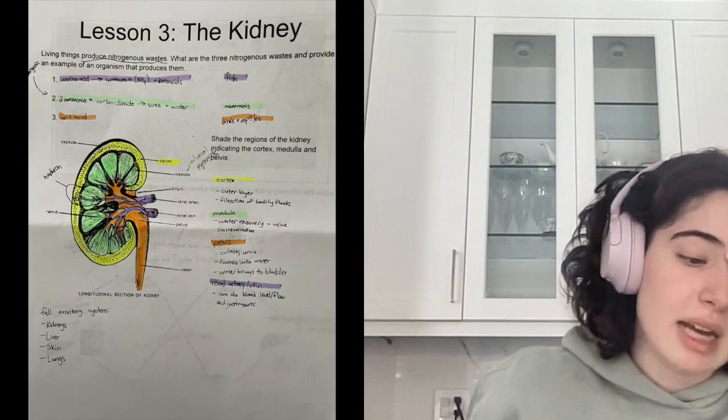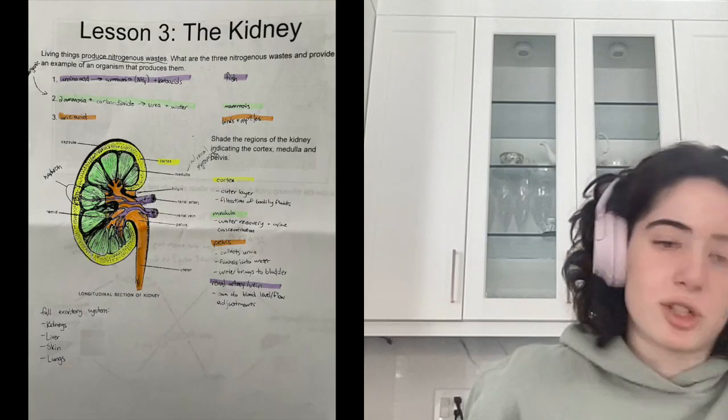Then we move on to the kidney. Living things produce nitrogenous wastes. The three nitrogenous wastes that an organism produces are ammonia, urea, or uric acid. Sorry. So fish will produce ammonia, mammals will produce urea, and birds and reptiles will produce uric acid. And this is an order of toxicity. This is an endergonic reaction.